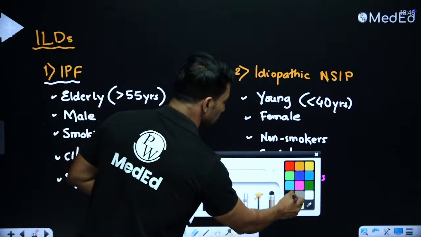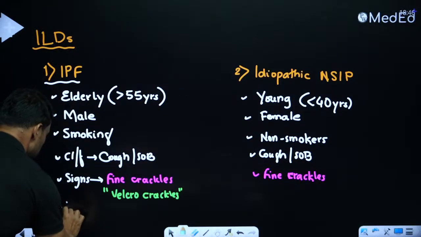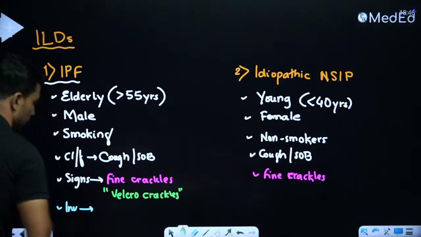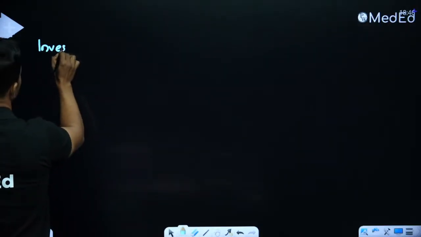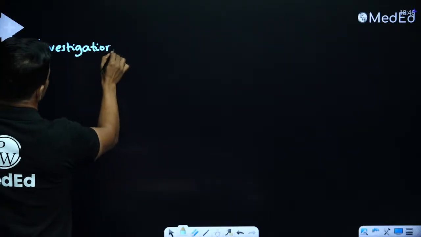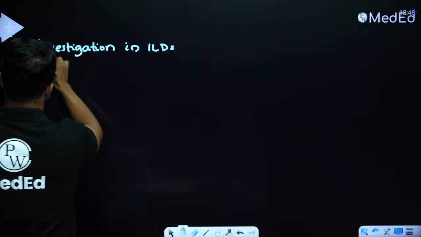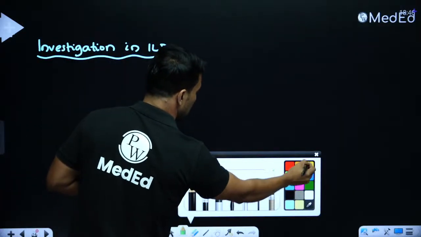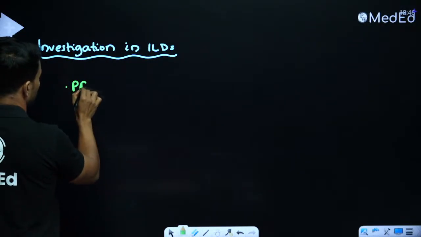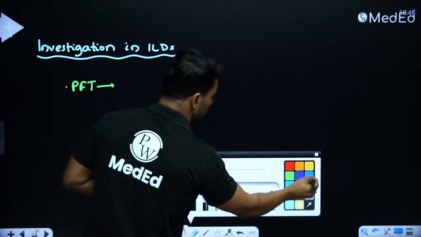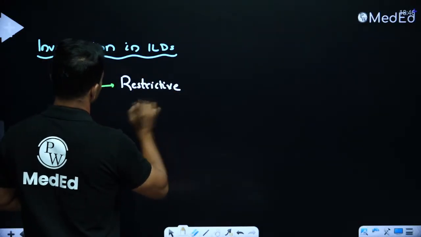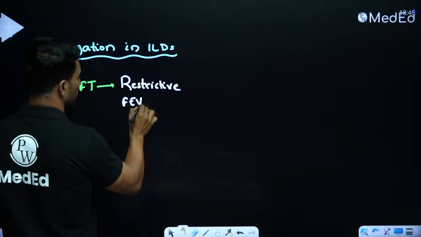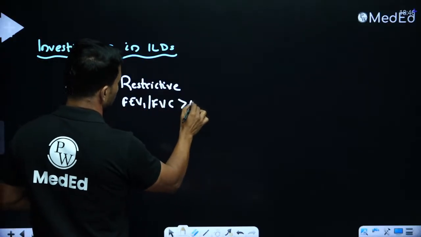And in terms of investigation, of course I have to talk about PFT, in interstitial lung diseases. Interstitial lung disease is a restrictive disorder. So if I do PFT, I will get the classical restrictive picture. And when I say restrictive picture, what does that mean? Restrictive picture means FEV1 by FVC will be more than 0.7.